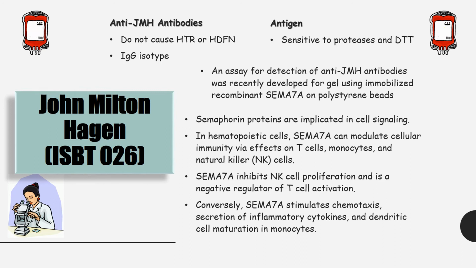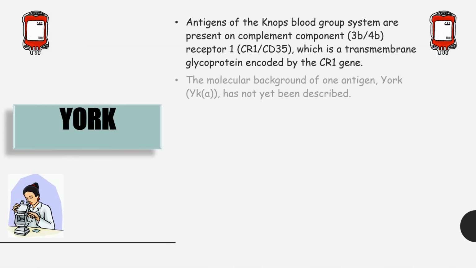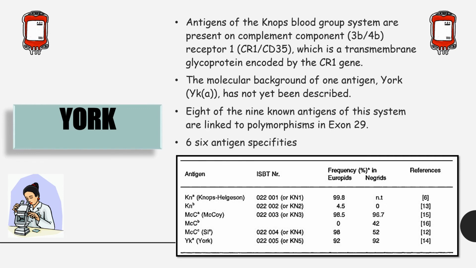Next blood group systems are rare: Knops, Augustine, and Langereis. Antigens of the KN blood group system are presented on complement component 3b and 4b receptor 1, CR1 or CD35, which is a transmembrane glycoprotein encoded by the CR1 gene. 8 of the 9 known antigens of this system are linked to polymorphisms in exon 29. The molecular background of one antigen, York, has not yet been described. There are 6 antigen specificities presented on the table.